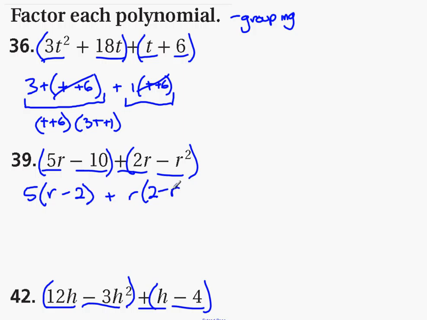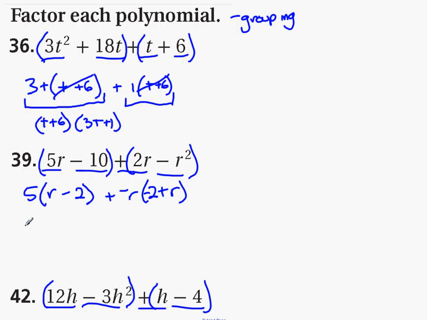So if I go r, that leaves me with 2 minus r. Well, wait a minute. Here we have r minus 2. Here I have 2 minus r. If I had factored out a negative r, then this would have become a negative 2, because a negative times a negative is a positive. And then if I had factored out negative r from a negative r squared, that would have made that a plus r.